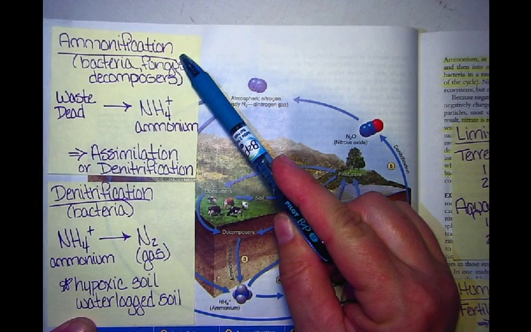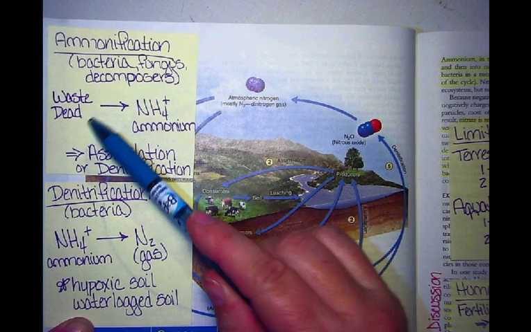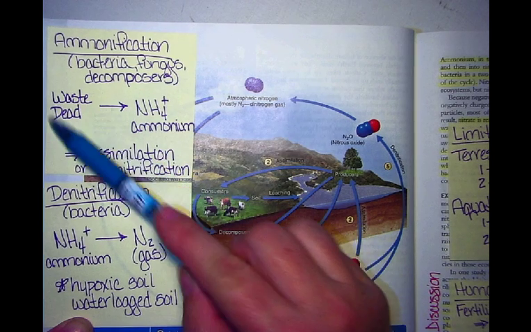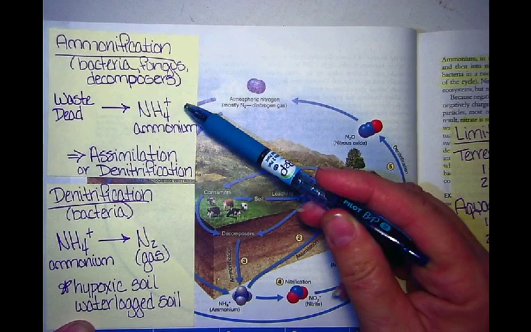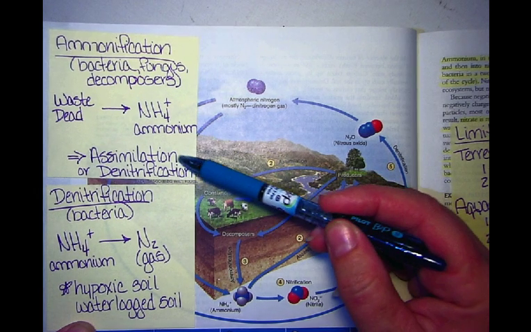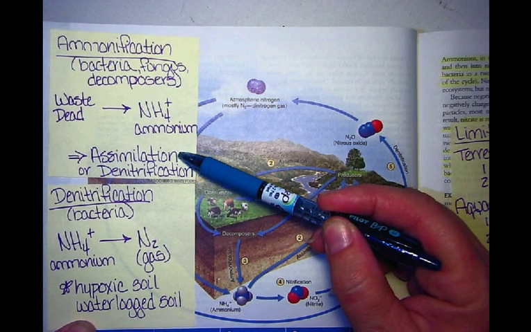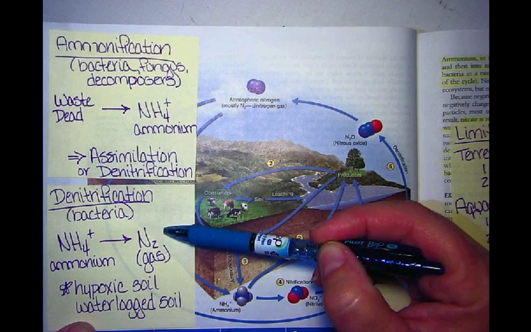Ammonification. That's the next step. Again, done by bacteria, fungus, and decomposers. It takes waste and dead organisms and converts them back into ammonium. Now this ammonium is in the soil, so it could go back through nitrification and then be assimilated right back into the food chain, or it can go to denitrification.